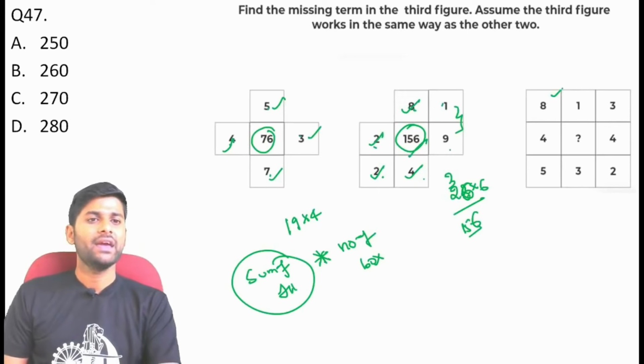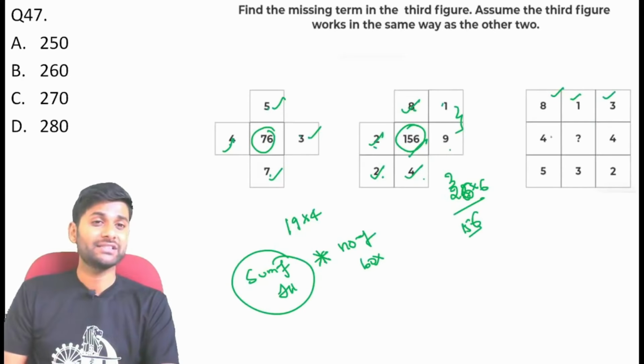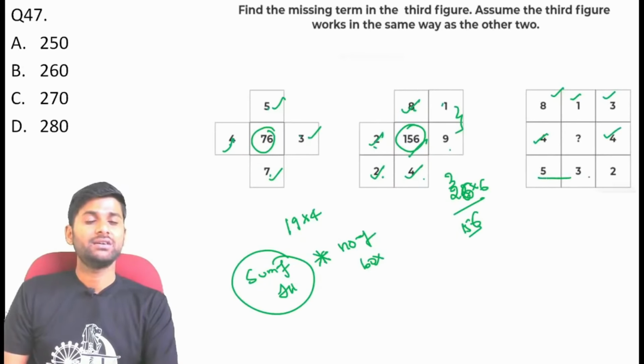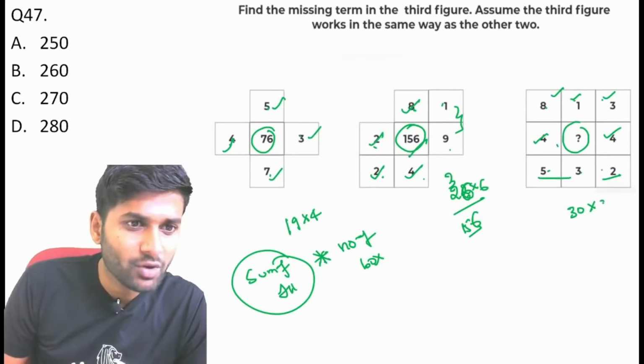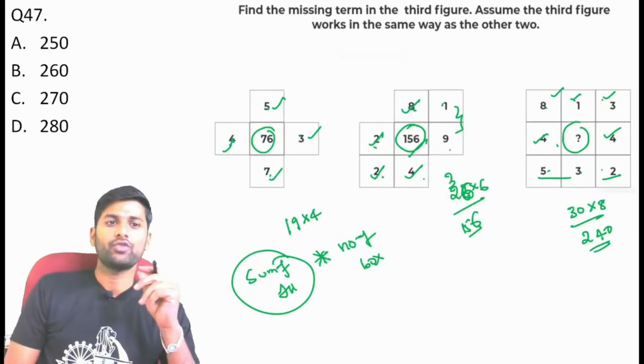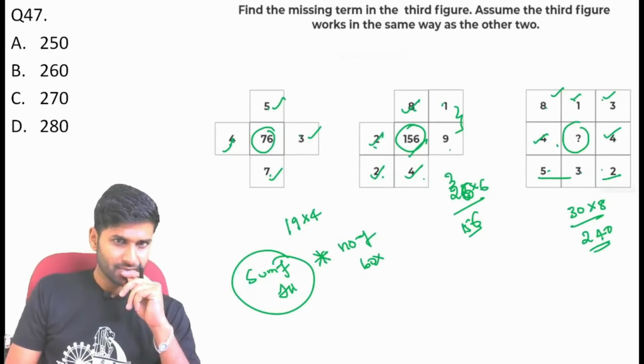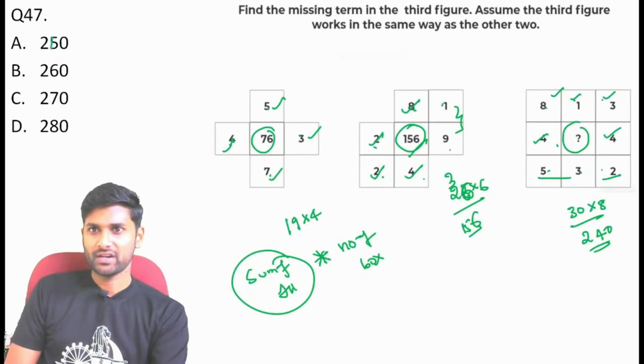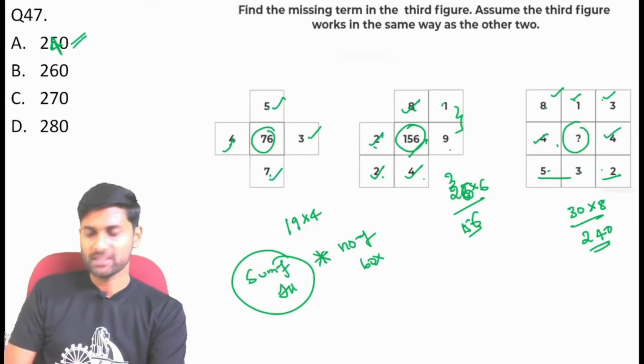So the final answer: 8 plus 1 is 9, 9 plus 3 is 12, 12 plus 8 is 20, here 28, 30. And the 30 is multiplied with 8 boxes, guys. So the answer is 240. 240 is the perfect answer, guys. Sorry, this is not 259. It's 240. So 240 is the perfect answer.